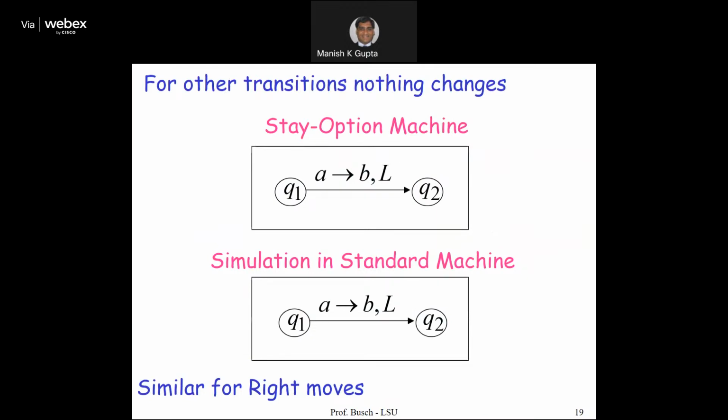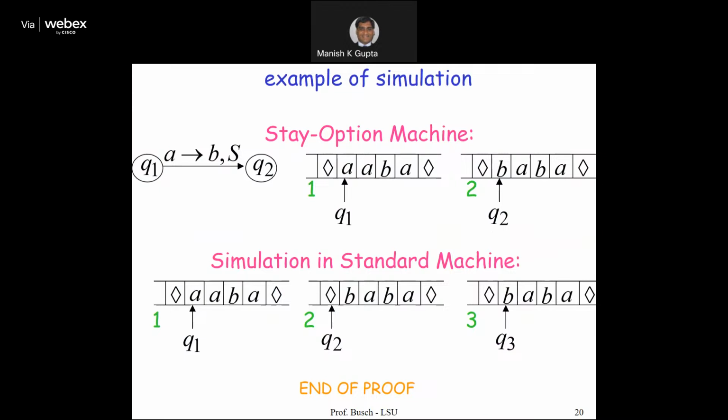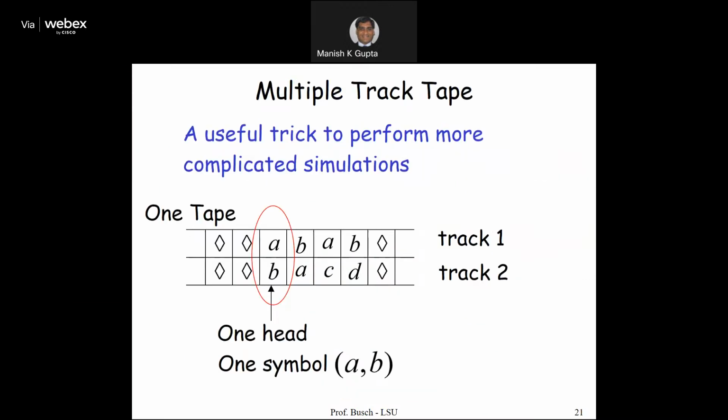Next, I am not worrying about any of these, leave the proof. Okay, multiple track. So here, there is one tape, but the tape has multiple tracks.